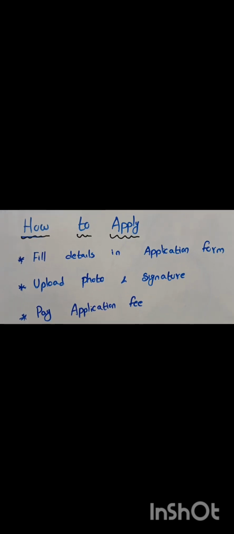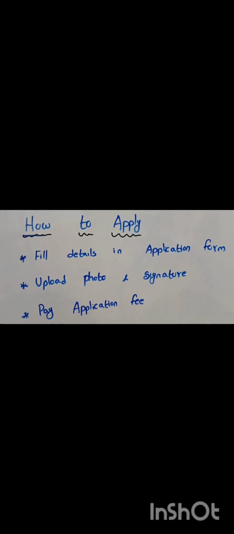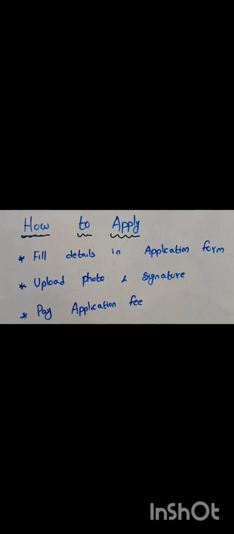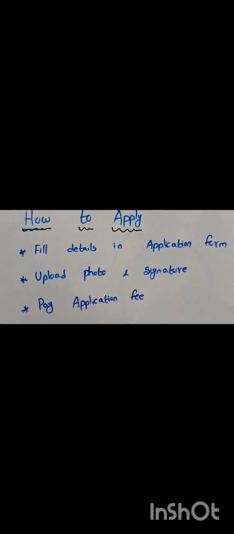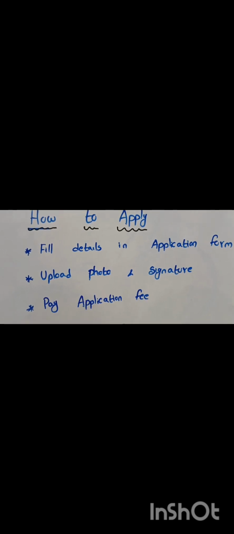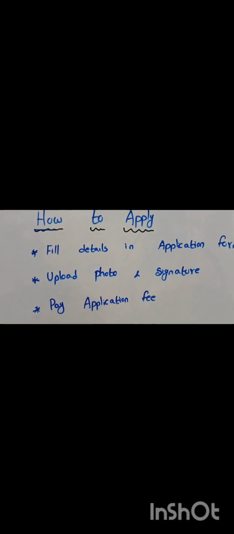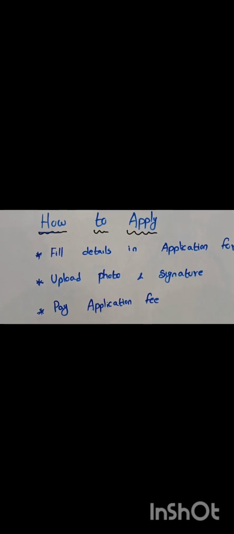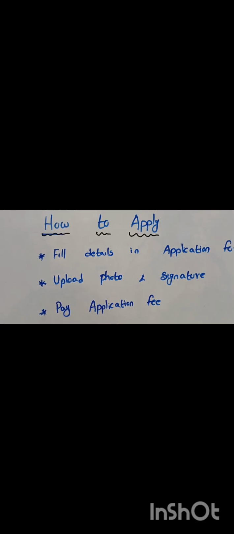How to apply? Open the link. Fill in the details in the application form. Upload photo and signature. Pay the application fee. Download the hall ticket 1 week before the examination date.